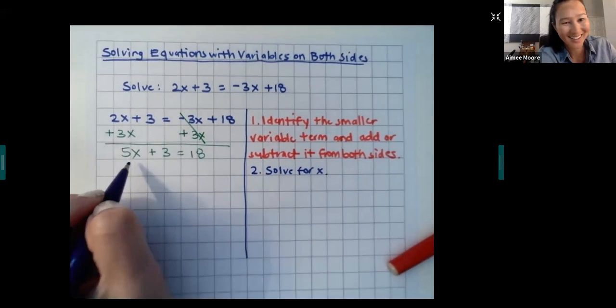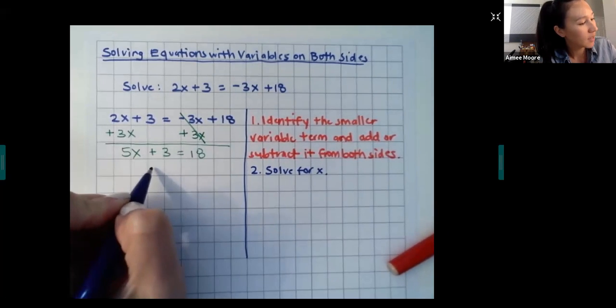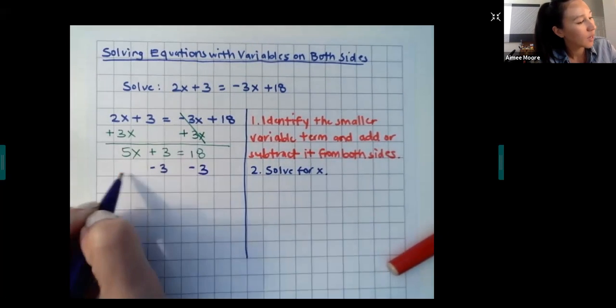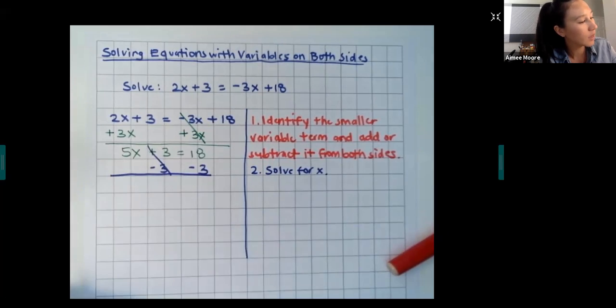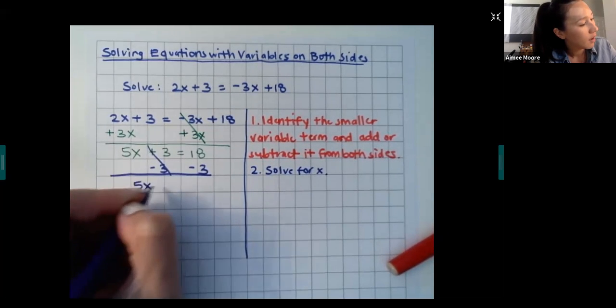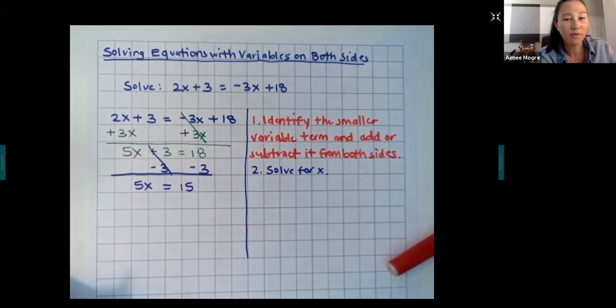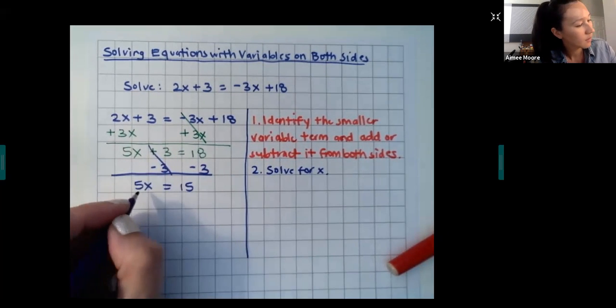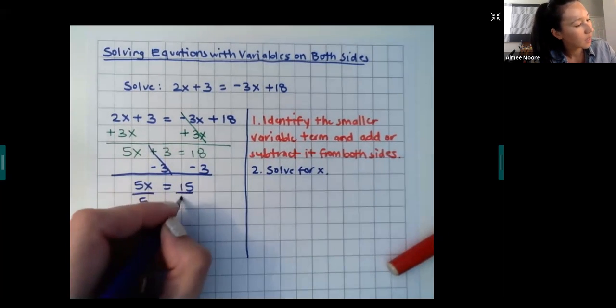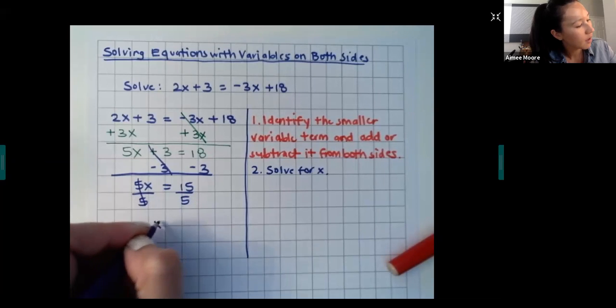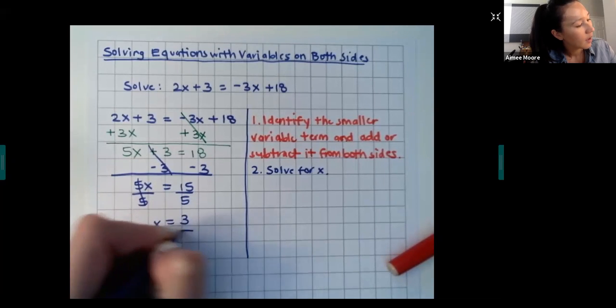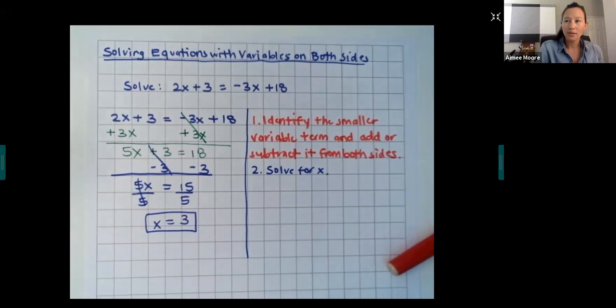So from there, we would just solve for x, like we've been doing. So we have a positive 3, so we would just subtract 3 from both sides. 5x equals 18 minus 3, which is 15. Divide both sides by 5. And x equals 3.